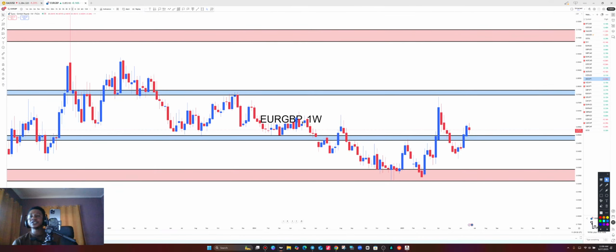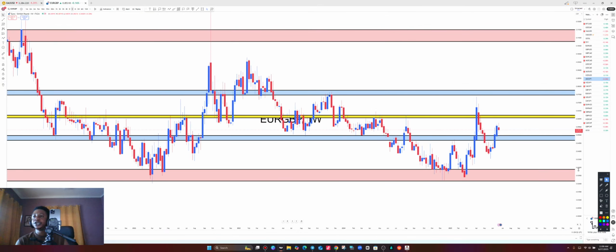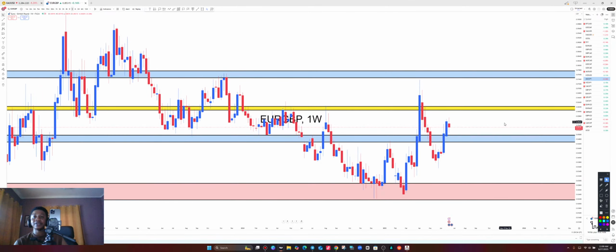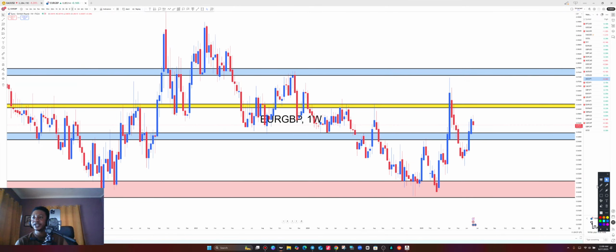All right, so this is also the weekly time frame of EUR GBP. Now EUR GBP on the weekly time frame, what we can currently see is an uptrend on the weekly. So on the weekly, we have the weekly mid-range zone. Price has given us a push to the upside. This is a higher high of the weekly.